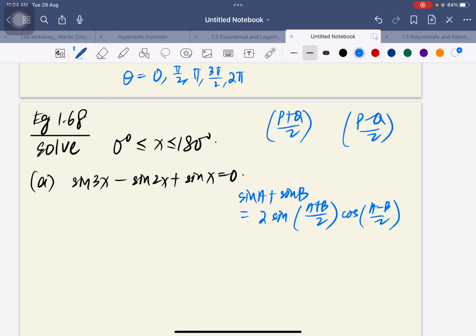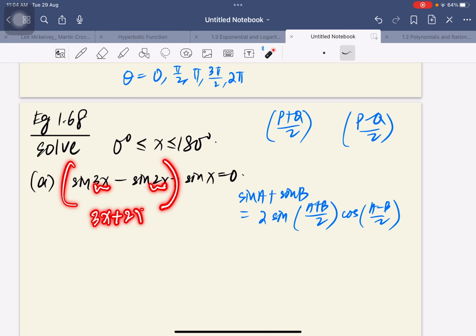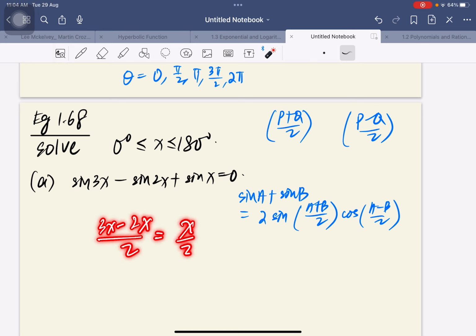But notice that if I have to add these, if I just take this as our factor formula, this is 3x, this is 2x. If I add things up, this is the p plus q over 2, it gives us 5x over 2. If we subtract, this will give us x over 2. So it's not so nice for us to solve, with the function being over 2.